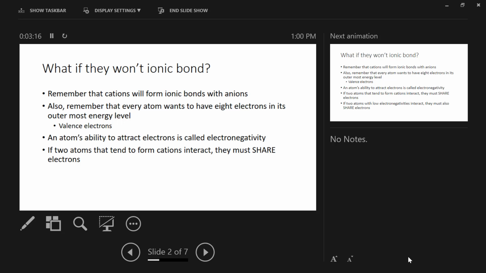If 2 atoms that tend to form cations interact, this is unique, they must share electrons. Another way to say this, a point that was on last week's slide: if these 2 atoms with low electronegativities interact, they must also share electrons. The atoms that tend to form cations are atoms with low electronegativity. Go ahead and take a moment to write this down, and then we'll talk about why this is the case.